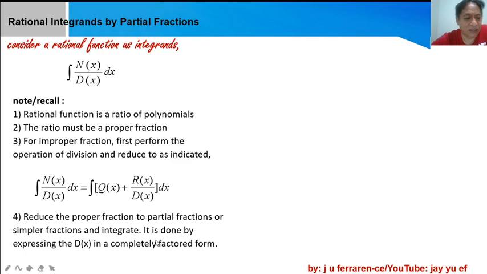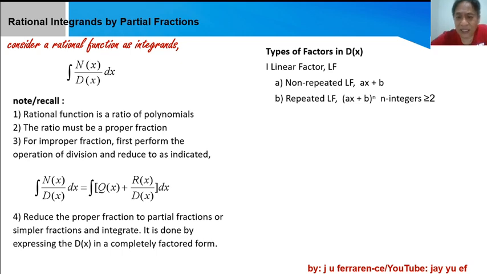To reduce to partial fractions, it is done by expressing our divisor in a completely factored form. These are the types of factor in our D of x. First, we have the linear factor, which I denote with LF. Our linear factor can also be repeated or non-repeated. It is non-repeated if our expression ax plus b has a power of exactly 1. So this is a non-repeated linear factor. It is repeated when ax plus b is raised to power n. Your n here indicates the number of repetitions, so n must be greater than or equal to 2.